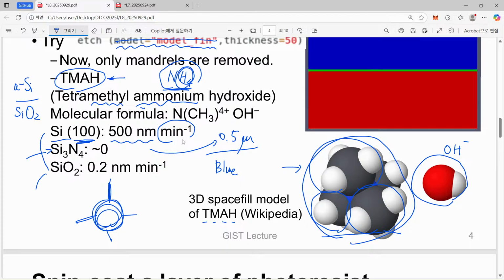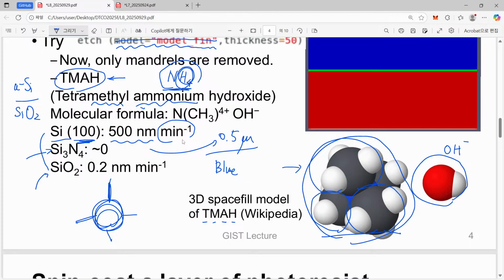And how about silicon dioxide? It is not exactly zero, but its number is 0.2 nanometer per minute. If you wait for 1 minute, it is just etched away by an amount of 0.2 nanometer, so only a single layer or less than a single layer is etched by this chemical.